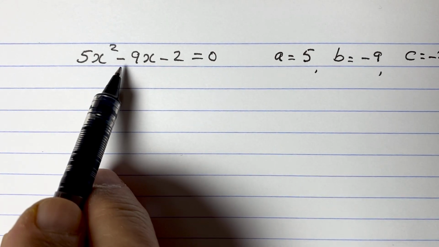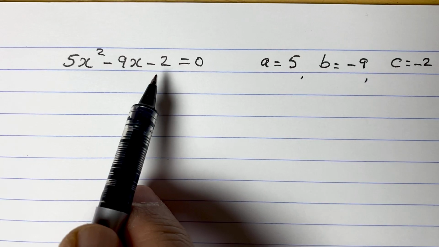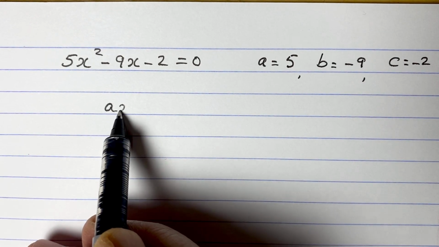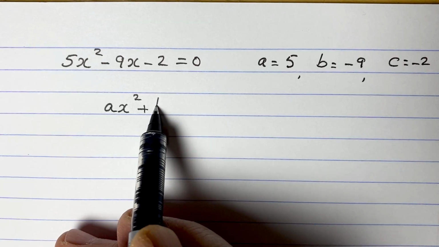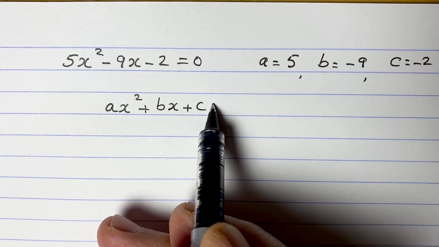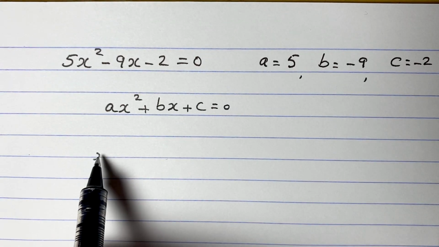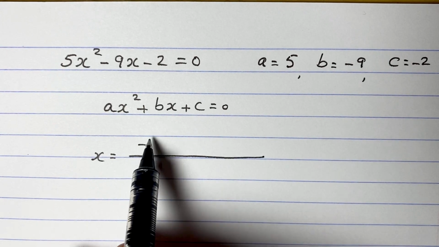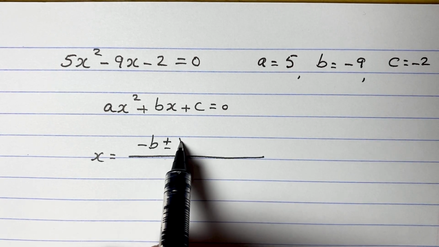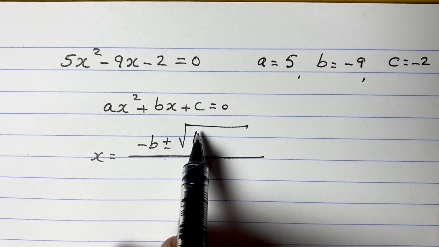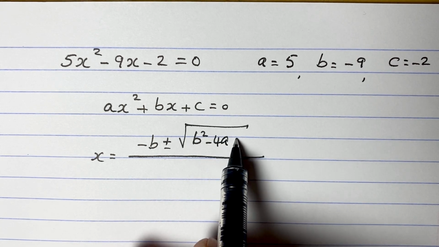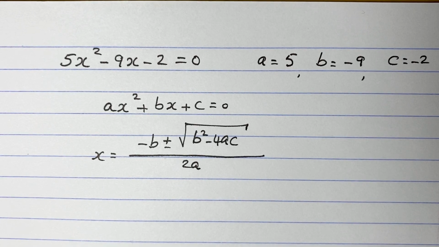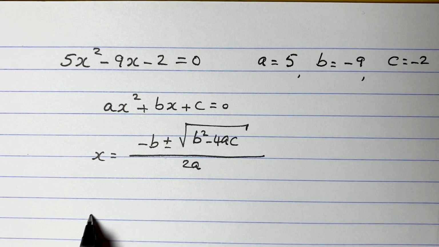a, b, c. And what was the formula? ax squared plus bx plus c equals 0. Then the formula x equals minus b plus and minus square root of b squared minus 4ac, divided by 2a. Let's replace.